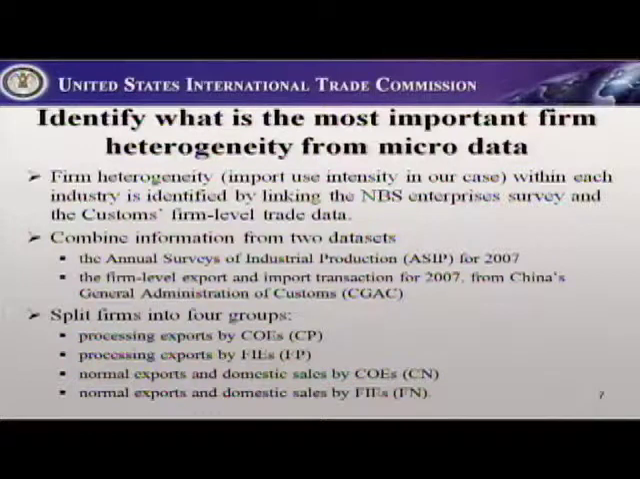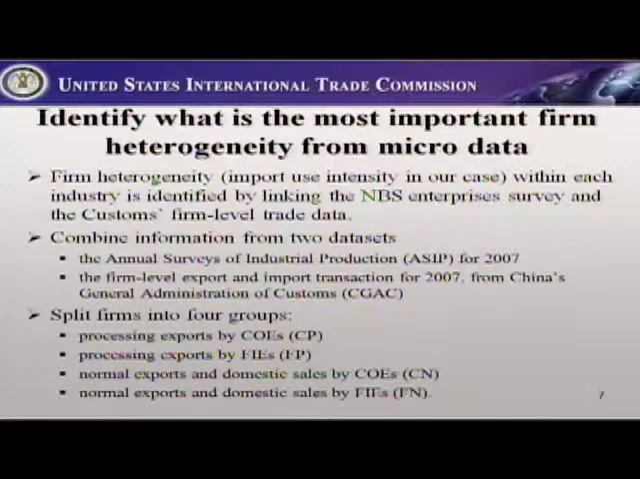Then the second data set is the firm-level export and import transaction data from China Customs. So we combine these two. Basically, from the first data set, we only have one variable related to trade. That's the export delivery. So we identify 92,000 firms engaged in export. The export number is not zero.